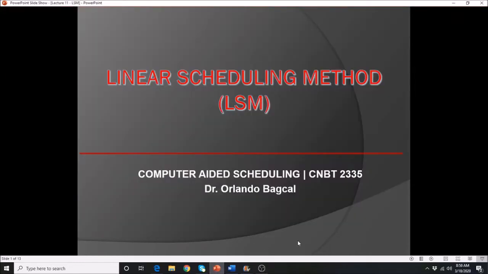Hello everyone. Today I am going to discuss the third scheduling method. We have the linear scheduling method, commonly known as the LSM. So far we have learned two different scheduling methods. The first one is the Gantt chart.